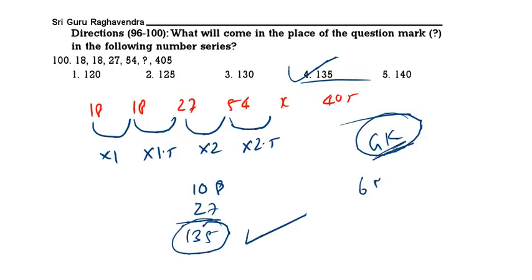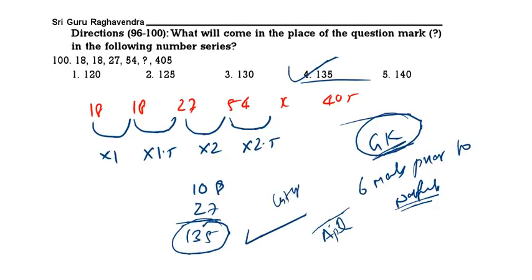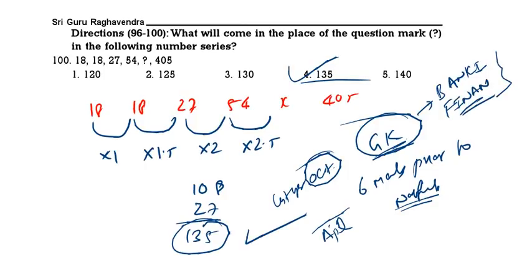It should be 6 months prior to the notification. That means if the notification has come in April, you have to start reading GK from last year October. Along with GK, you should also read banking and financial awareness. So start reading GK from today onwards only.